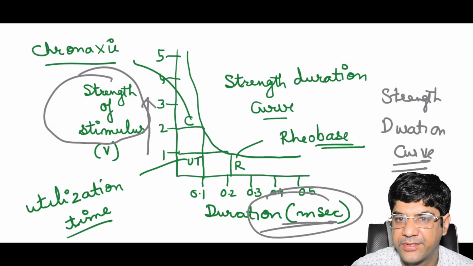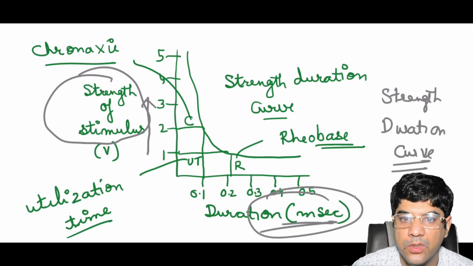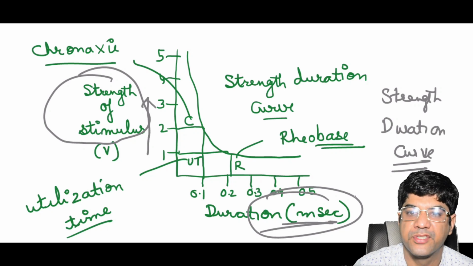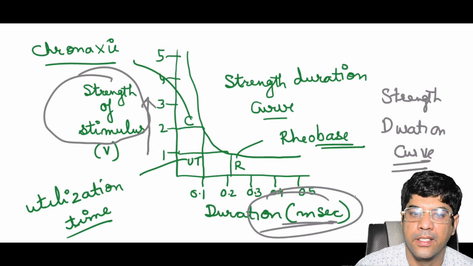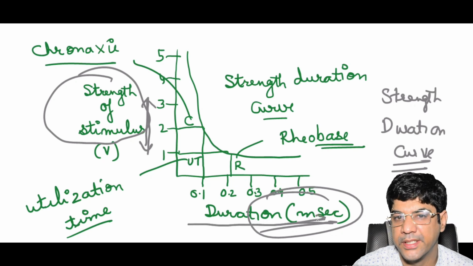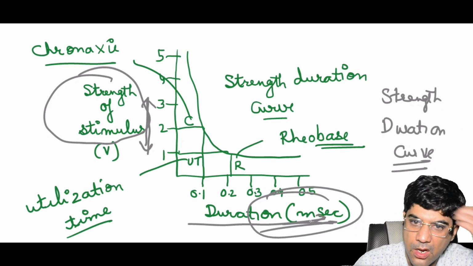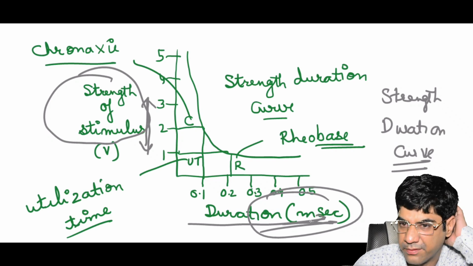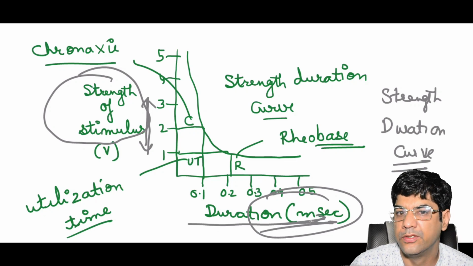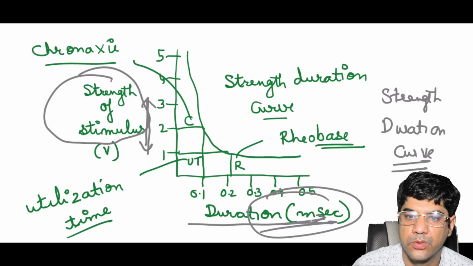So we start with the high strength stimulus and measure the minimum duration required to excite the tissue. We then decrease the stimulus strength and measure the duration each time. Plotting all the results creates a curve. Now what are the characteristic features of the strength duration curve? The shape of the curve is similar for all excitable tissue.